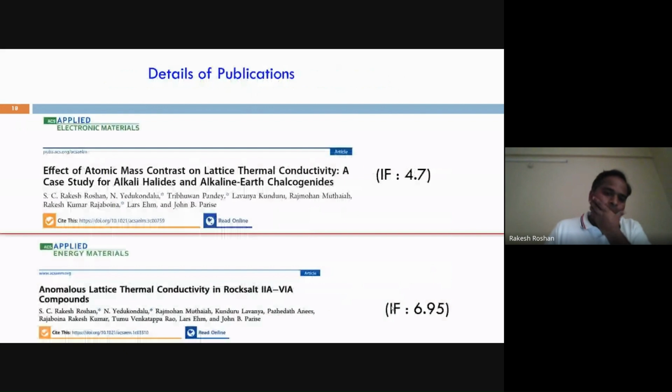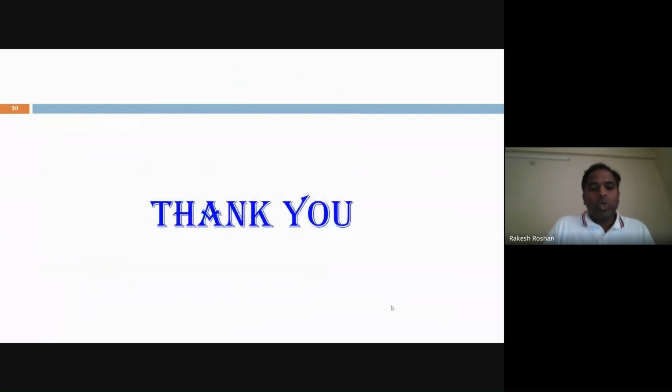And the work that I have shown is from the top one. So these are the publications that we have published this year. The top one is the work that I have shown you, effect of atomic mass contrast on lattice thermal conductivity, case study for alkali halides and alkali chalcogenides, which is published in ACS Applied Electronic Materials. And we also did a similar work for alkali chalcogenides in 2022 last year, and that was also published in ACS Applied Energy Materials. So thank you for your patient listening.